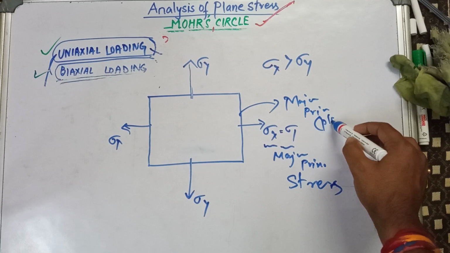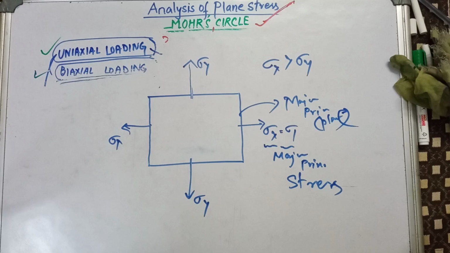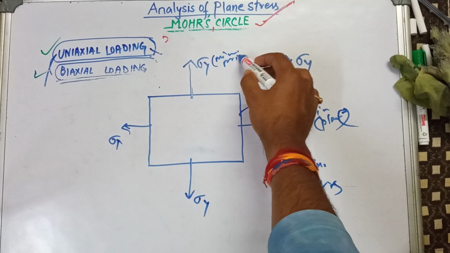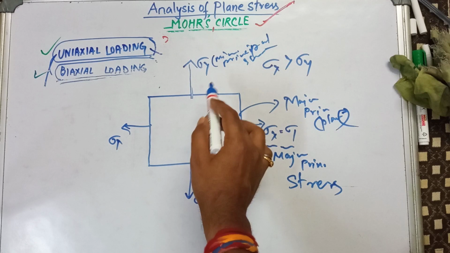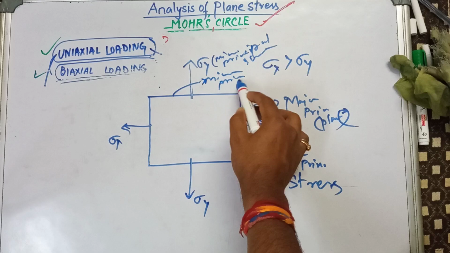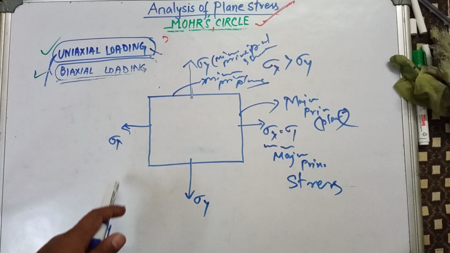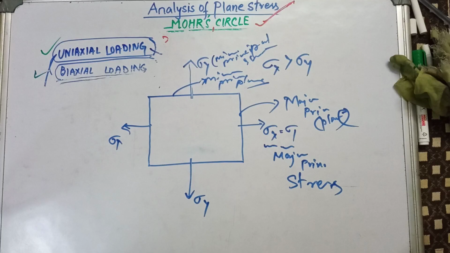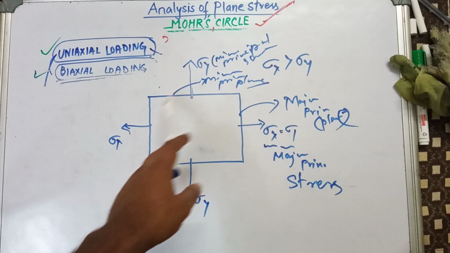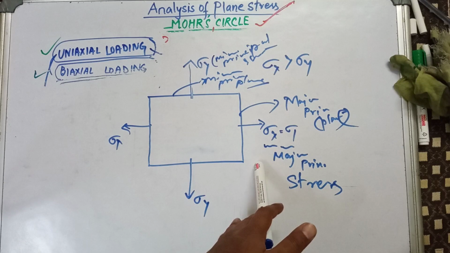Is it clear to you or not? Major principal plane. Sigma y will be called the minor principal stress. And this plane will be called the minor principal plane. Is it clear to you or not? This plane will be called the minor principal plane. Now, somebody may say, sir, how are you able to understand that this will be the maximum normal stress and this will be the minimum normal stress? My dear, one thing I can understand is that there is no shear stress present in these planes. So definitely, these are the principal planes.